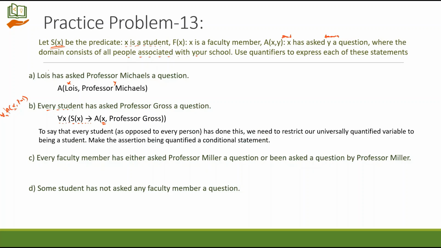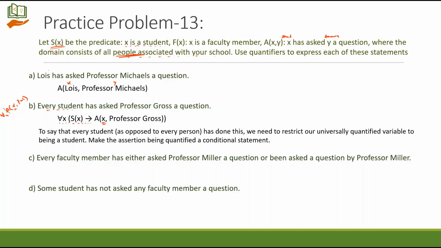To say that every student has done this, we need to restrict our universally quantified variable to being a student. This is as opposed to every person, because it is given all people associated with the school. Make the assertion being quantified a conditional statement stating that only if x is a student, the student is allowed to ask a professor a question.